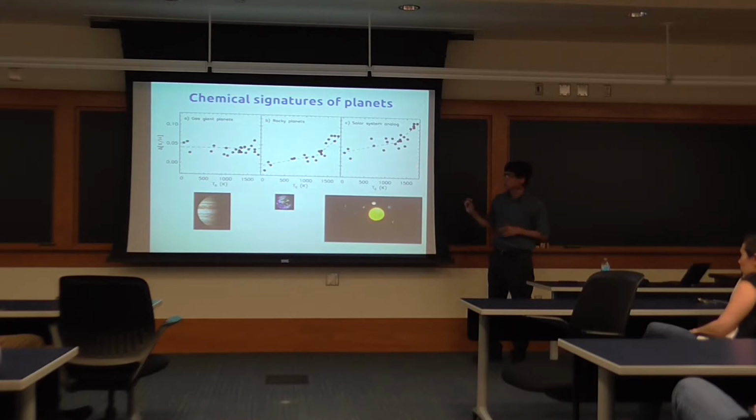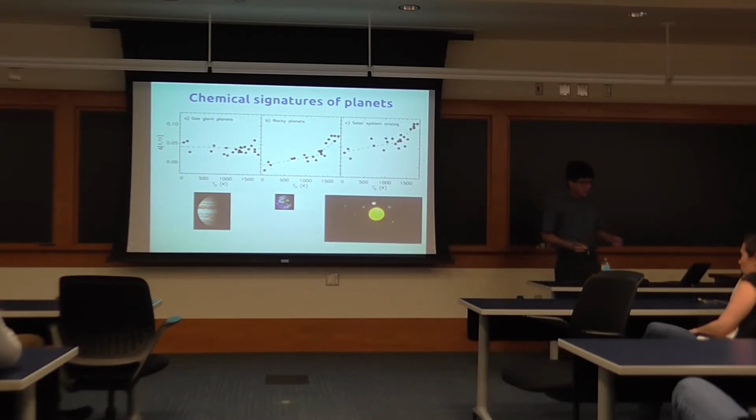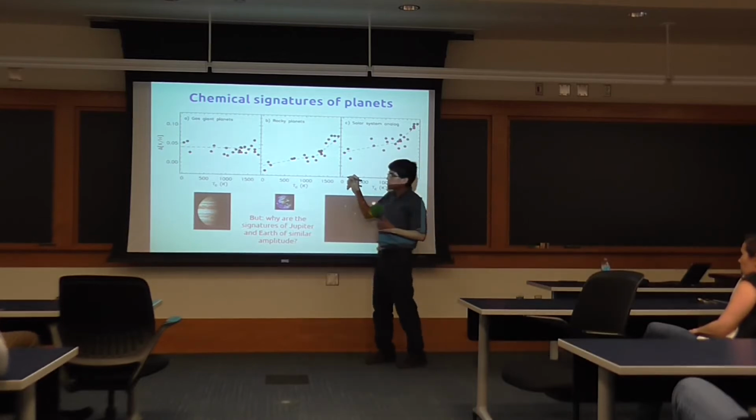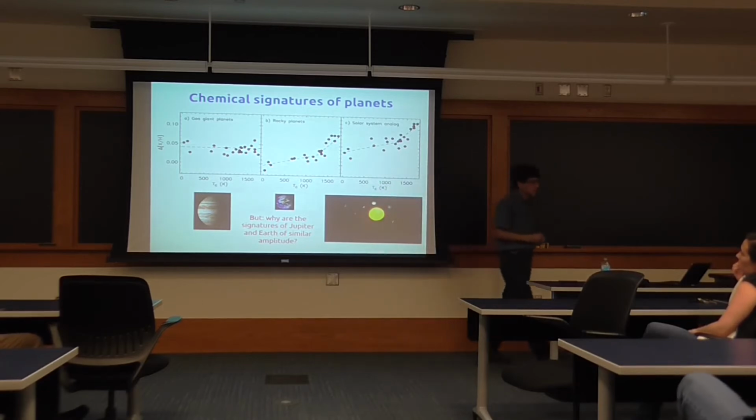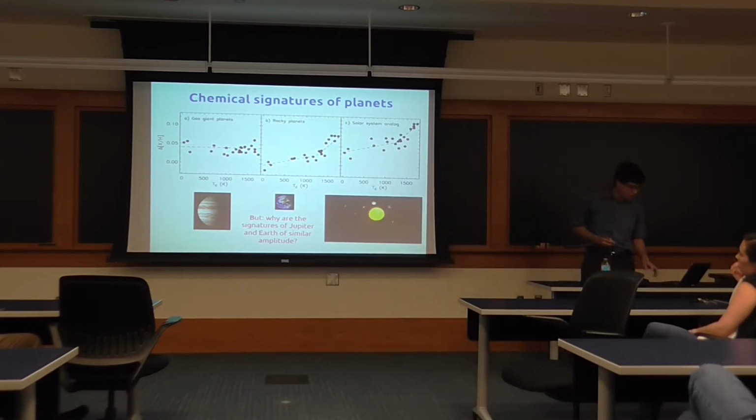But another issue with this is that if you notice how much the composition changes for a gas giant planet formation and a rocky planet formation, it's very similar. In fact, it's larger in the case of the most refractory elements. Even though, again, the rocky planets are very small, very low mass. So why are the signatures of these large size, large mass planets of similar amplitude, or maybe even smaller than the signatures of the little planets? That's another problem that we have to address.